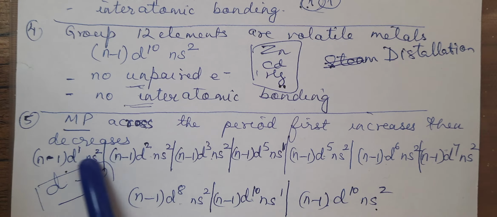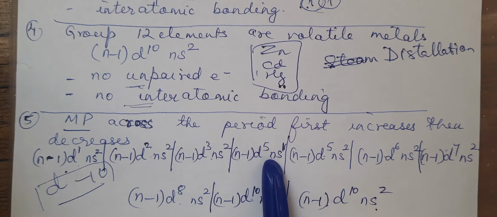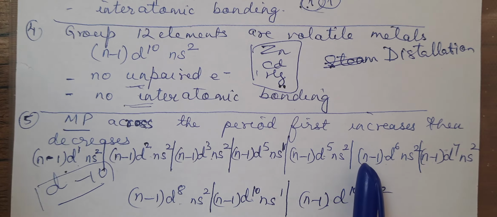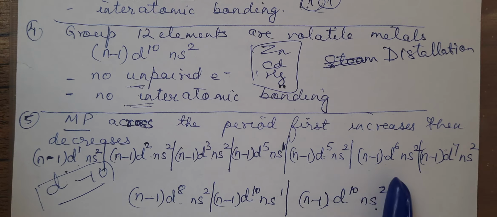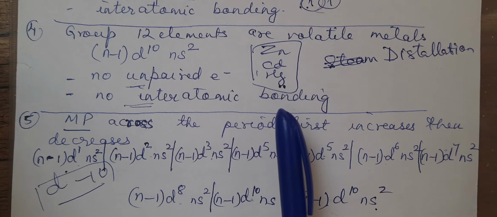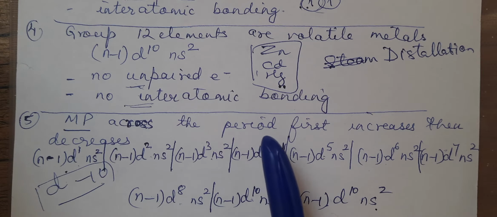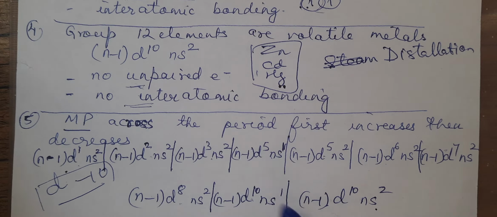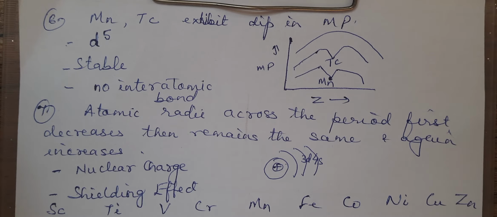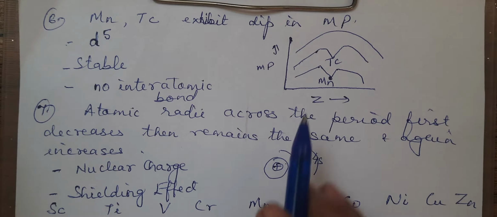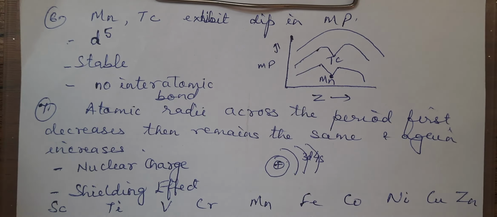You will write: as per the configuration, the number of unpaired electrons across the period first increases, reaches the maximum and then starts pairing up. When it starts pairing up, the number of unpaired electrons decreases. That is why the melting point first increases. As the unpaired electrons increase, the chance of interatomic bonding increases. After pairing, the chance of interatomic bonding decreases, so the melting point also decreases. Just now I discussed the question based on the melting point. This graph, somewhat similar to this, you have in NCERT also.